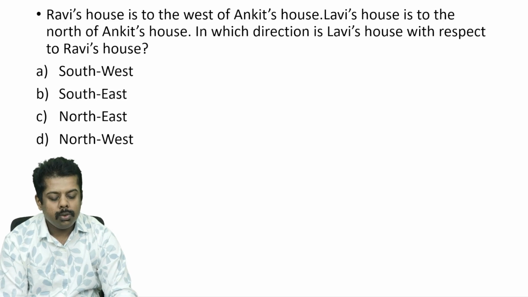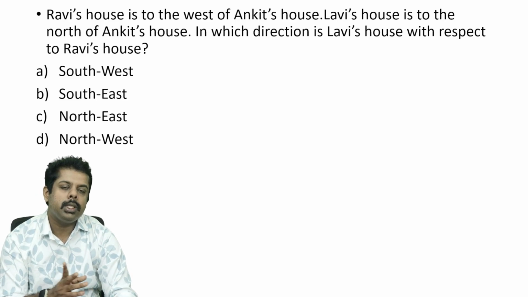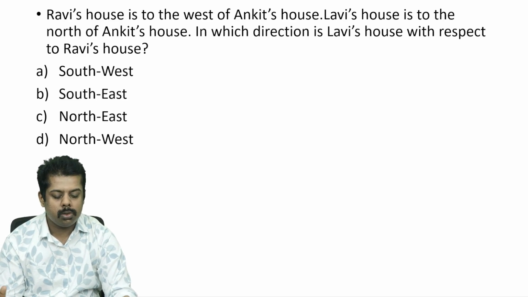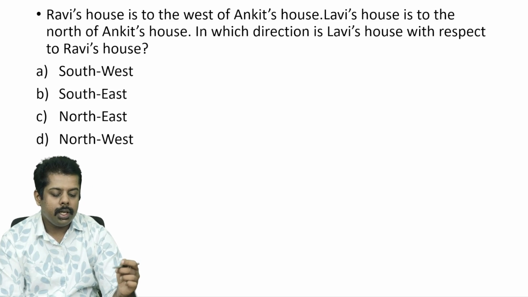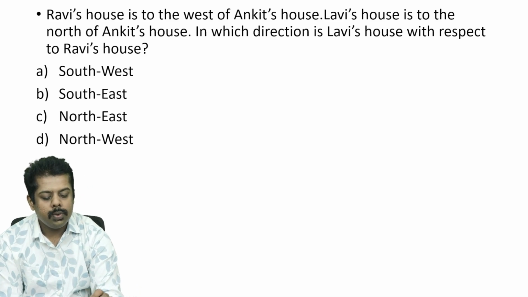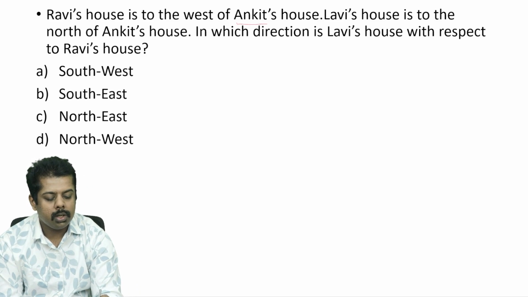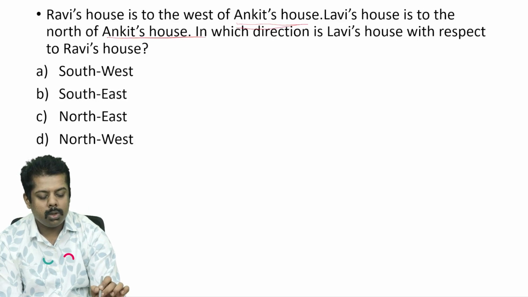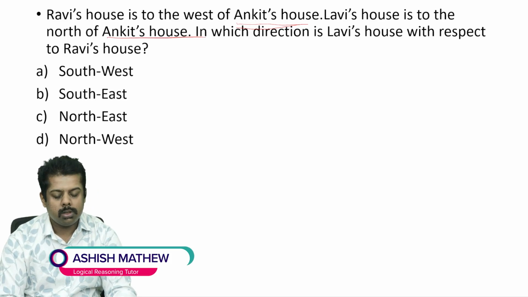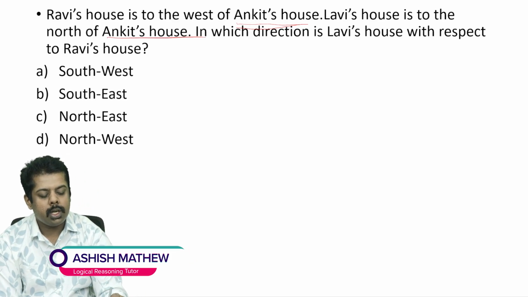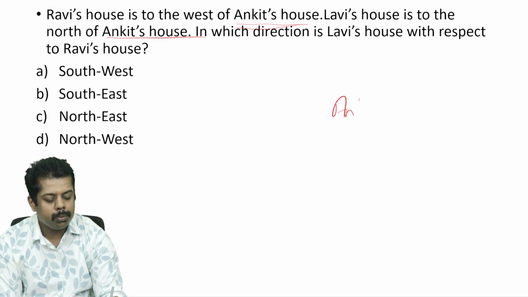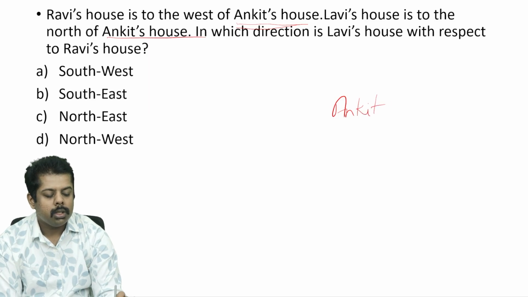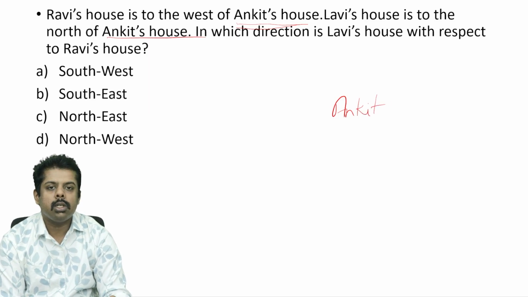Now if we see, they have connected the houses based on Ankit's house. Ravi's house is based on Ankit's house, and Lavi's house is also based on Ankit's house. So what you can do is try and place Ankit's house at a point. We have placed his house here. Now Ravi's house is to the west of Ankit's house.